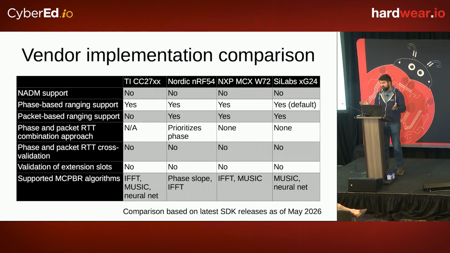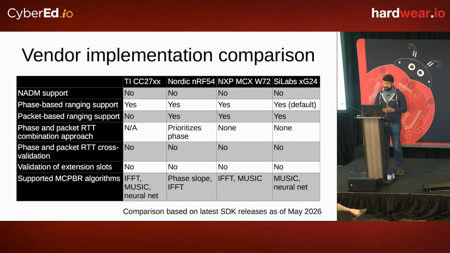None of them implemented the normalized attack detector metric. All of them support phase-based ranging, and most of them rely on that as their main approach for ranging. For packet-based ranging, TI didn't even bother implementing it as they felt the accuracy or precision of it is useless. Nordic, NXP, and Silicon Labs implemented it, but they don't prioritize it.